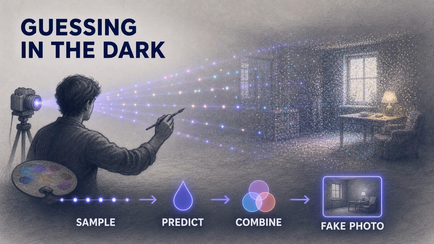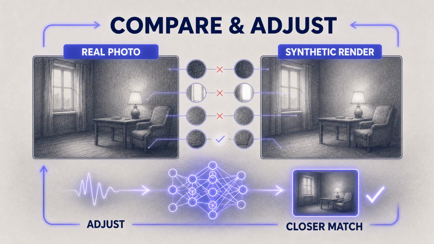At the beginning, the model does not know the scene. It is like a painter guessing in the dark. It samples points along camera rays, predicts colors and densities, and combines them into a fake version of each training photo. Then the system compares the fake photo to the real photo.